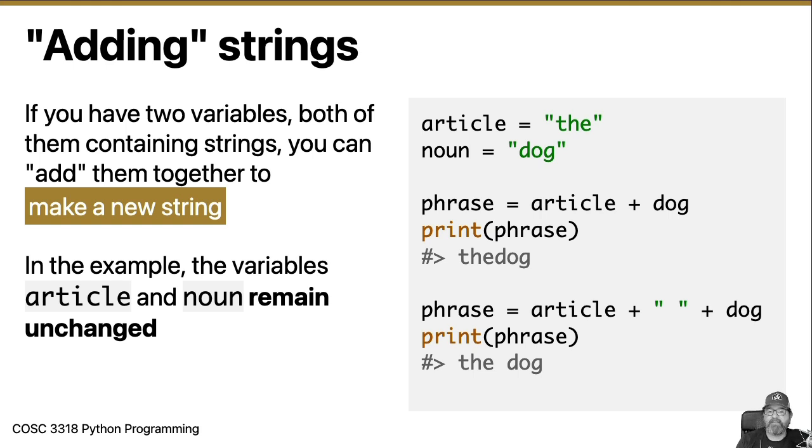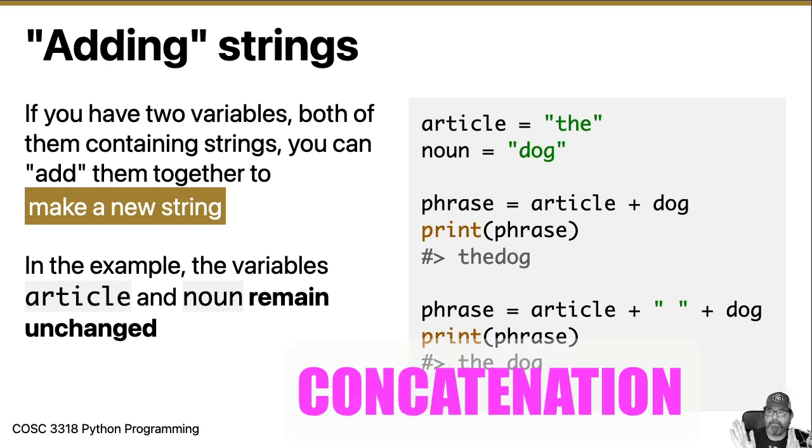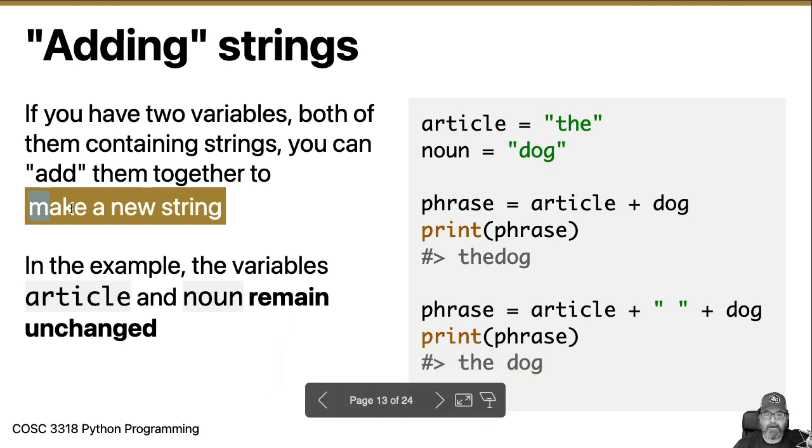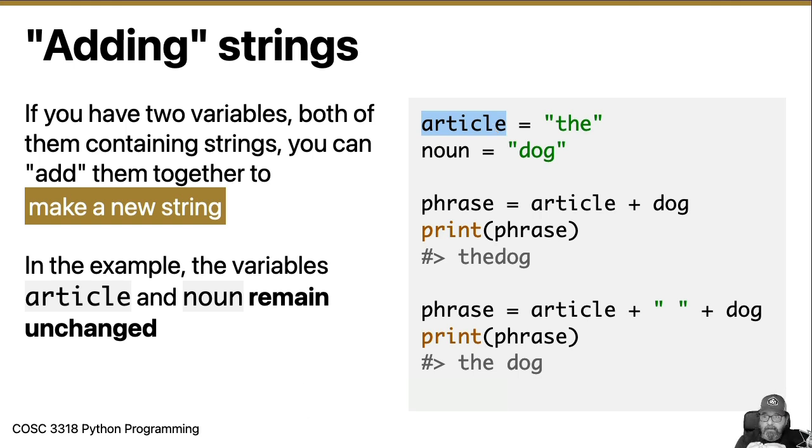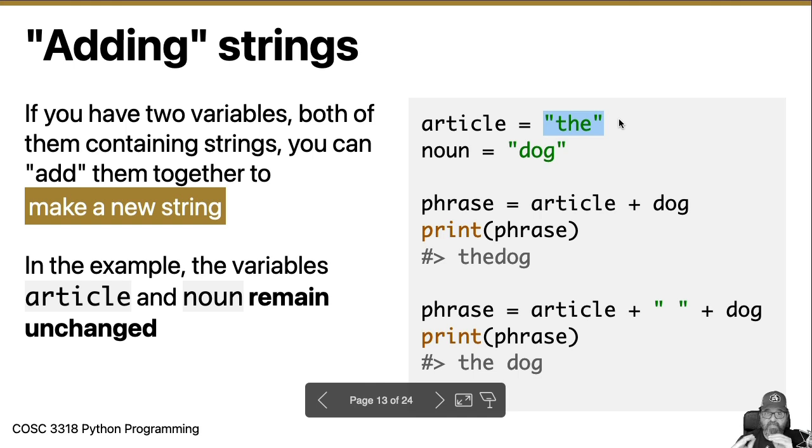You can add two strings together, okay? You can add two strings, and it's called concatenation. Fancy word, concatenation. That means just taking two strings and putting them together to make a new string. That's really important. It's highlighted right here. Make a new string. So here I have a variable named article. And remember, that's just a place in memory. So inside that place in memory, I've stored the text the.